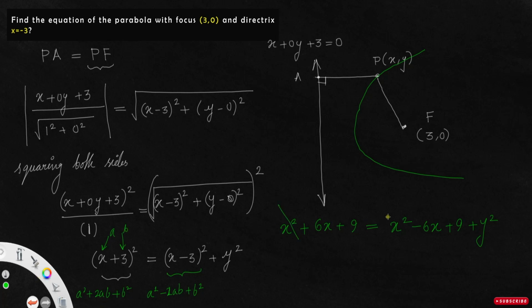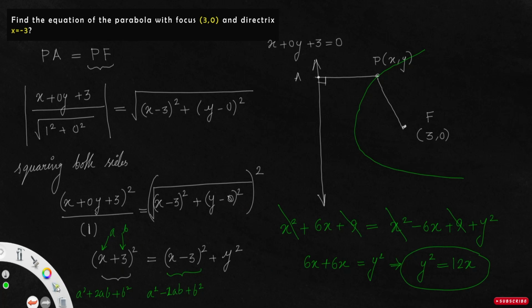Now this x square and x square will get cancelled. Also I can cancel the 9. Taking this minus 6 to the right, I'll get 6x plus 6x is equal to y square. Or I can write y square is equal to 12x. So this is the equation of this parabola.